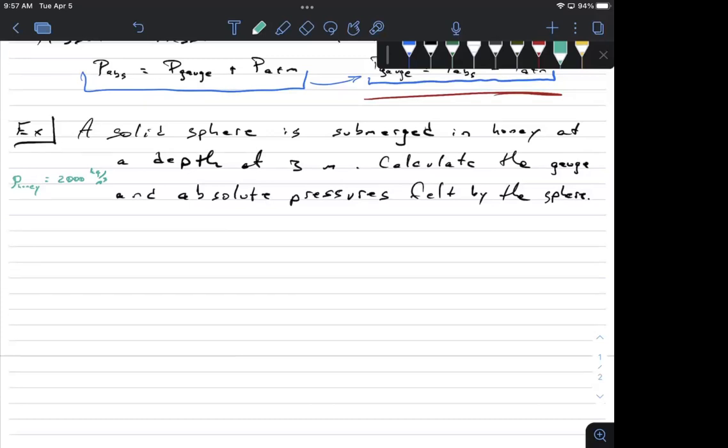And so what do we have? Well, we basically have, here's our thing of honey. We have some kind of a vat. And we have our object, a sphere, placed a distance 3 meters below the surface. And we want to know both pressures, the gauge pressure and the absolute pressure. All right, well, that's no big deal. The gauge pressure, we could use the straight up formula. Pressure is rho times g times h.